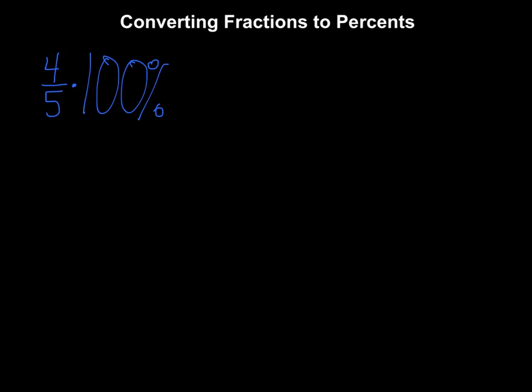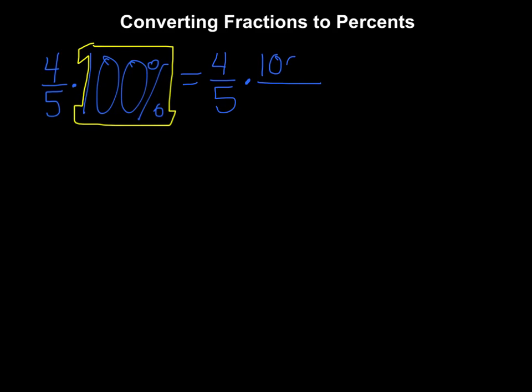Now remember that since this is equal to 1, this is basically 4/5 times 1. In other words, the answer is still 4/5. It's just going to look different. Now, 100% is a whole number, so in order to multiply that by a fraction, I'm going to have to change it into a fraction too. So that'll be 100% over 1, and like every other whole number, we just throw it over 1.